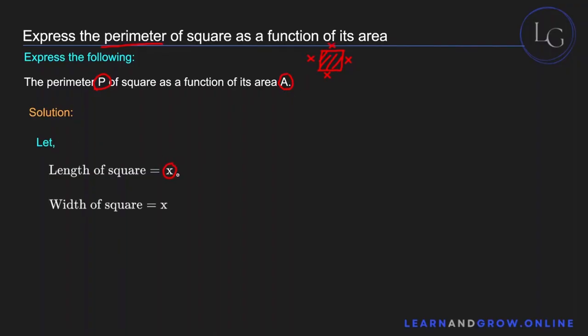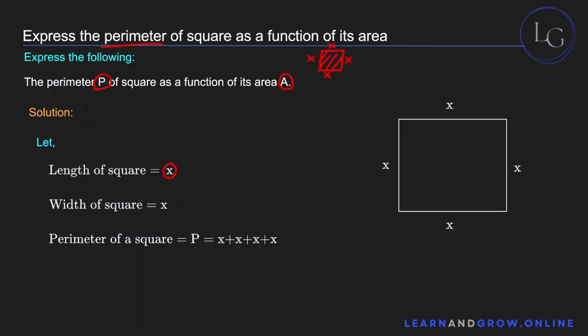And obviously, since the length of the square is x, the width of the square is also x, because all sides are equal. Right, now I have this square over here. The perimeter of a square is equal to all the sides added up, right? The total length. So that is equal to 4x. You just know that it is what it is, 4x.